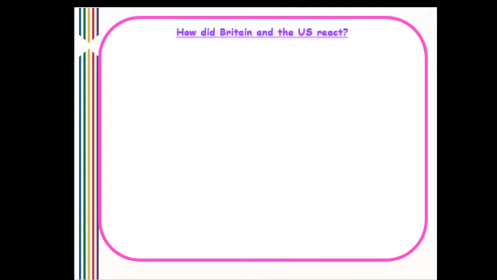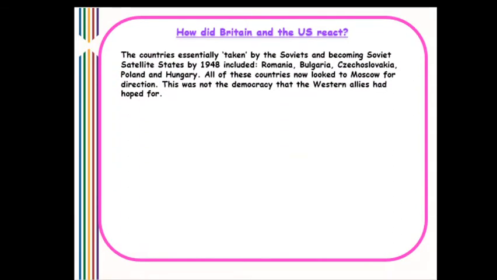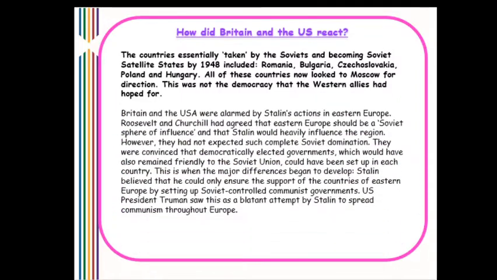So how did Britain and the US actually react to Stalin's actions in Eastern Europe? The countries taken by the Soviets and becoming Soviet satellite states by 1948 included Romania, Bulgaria, Czechoslovakia, Poland, and Hungary. All of these countries now looked to Moscow for direction. This was not the democracy that the Western Allies had hoped for, which they'd agreed on at the conferences in and towards the end of World War II.